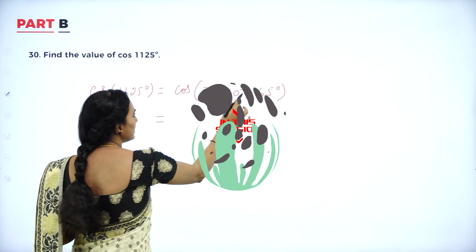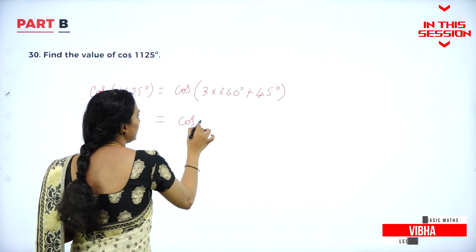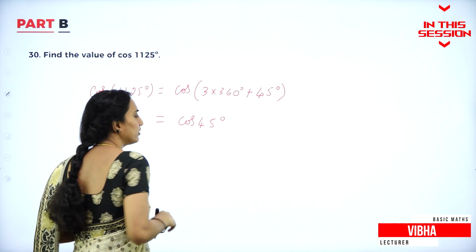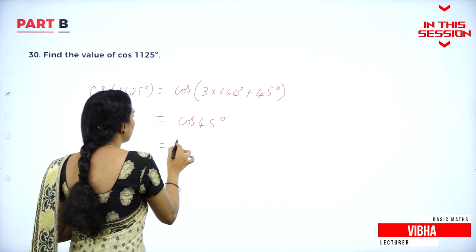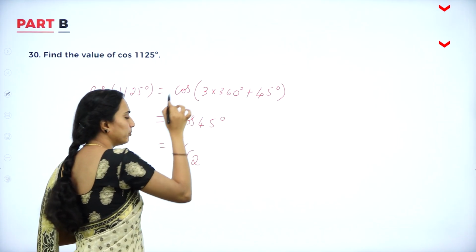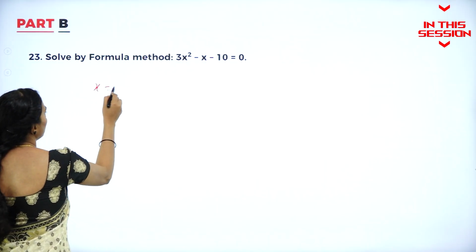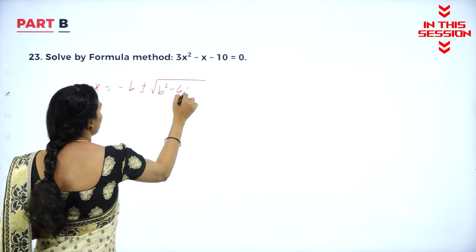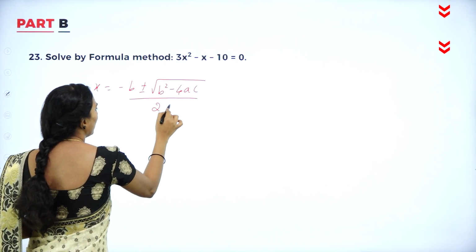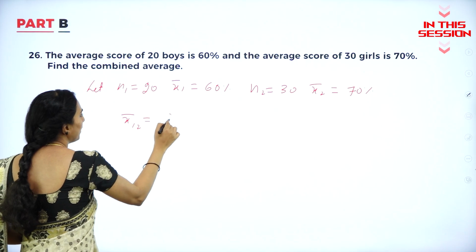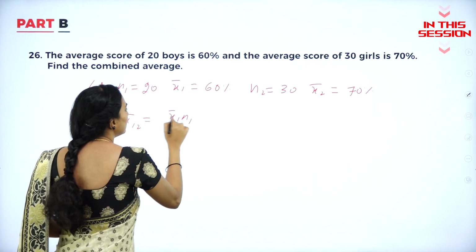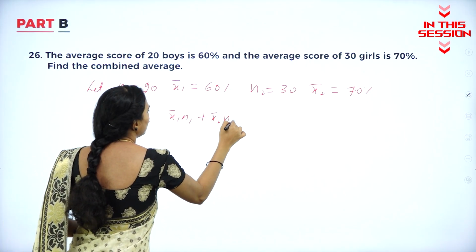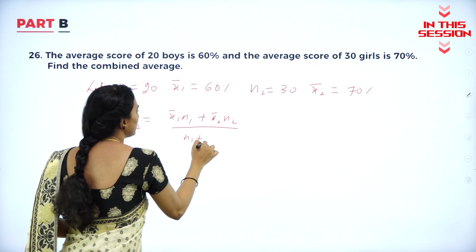Cos of 360 plus theta is cos theta, which is in the first quadrant. Cos 45 degrees is nothing but 1 by root 2. The formula you know, x is equal to minus b plus or minus square root of b squared minus 4ac, divided by 2a. x1 2 bar is given by x1 bar n1 plus x2 bar n2 divided by n1 plus n2.